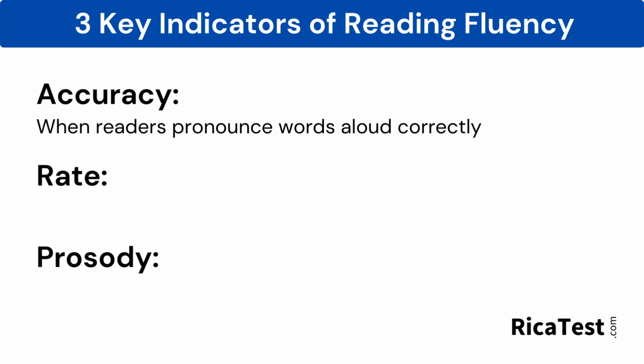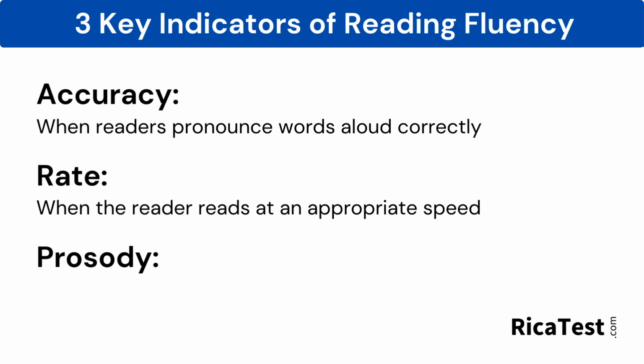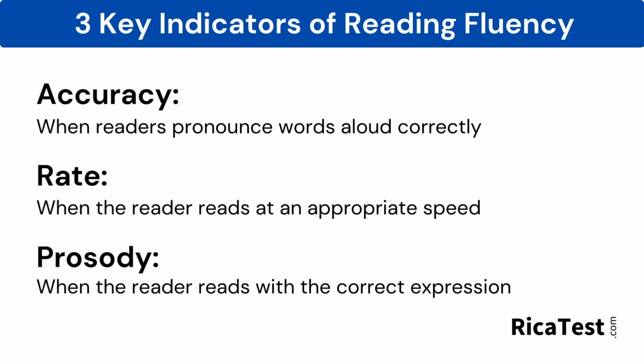Accuracy is when readers pronounce words aloud correctly. Rate is when the reader reads at an appropriate speed, which means neither too fast nor too slow. The word prosody means to read with the correct intonation or expression. This means that the reader uses variation in pitch, pauses in the correct moments, and for the right length as well.